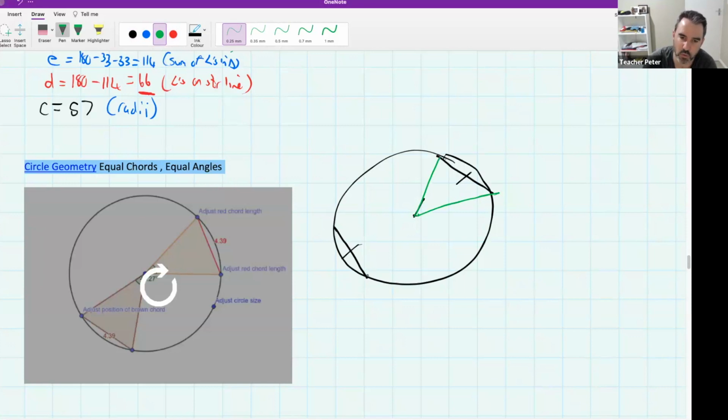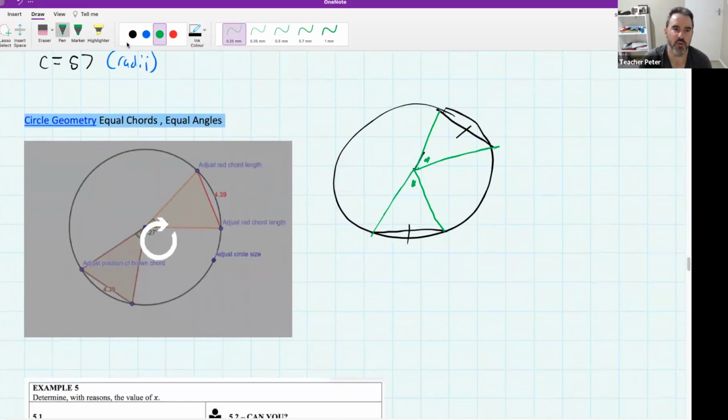and you have another equal chord, and that one makes an angle at the center, those angles that you make at the center are actually going to be the same. Let me make it look a bit easier to see. Basically, if the chords are the same, the angles subtended at the center will be the same, which is a bit of a weird one.